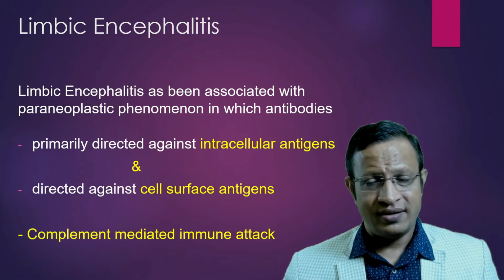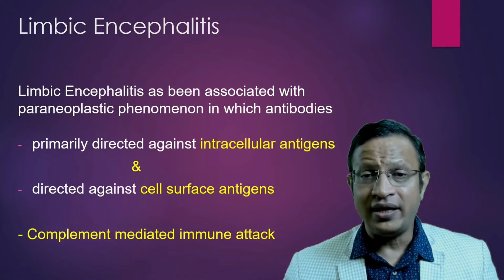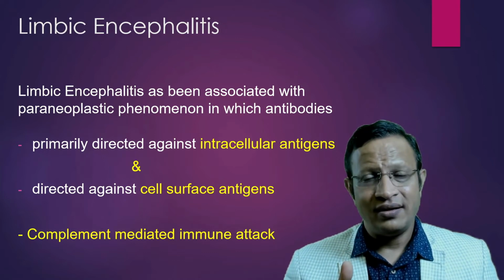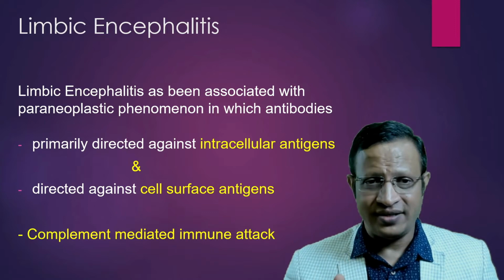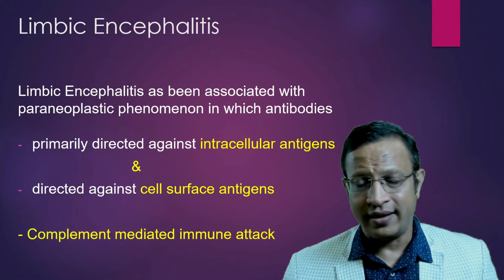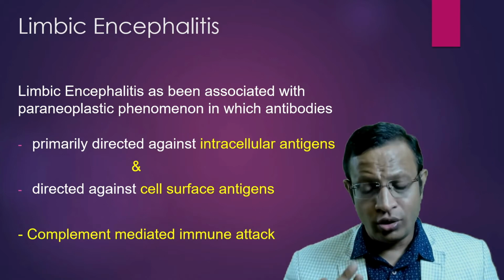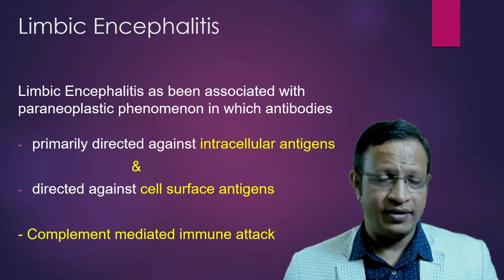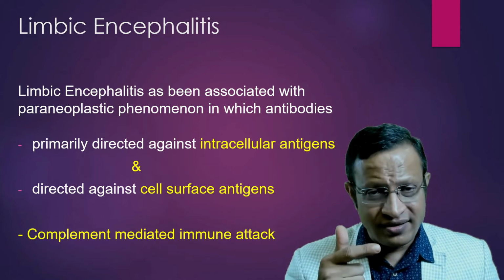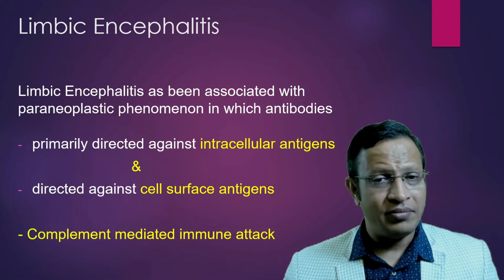Limbic encephalitis has been associated with paraneoplastic phenomena in which antibodies are primarily directed to intracellular antigens of the neuron, or else to antigens which are on the cell surface. Sometimes a complement-mediated immune attack can also occur. That means we are discussing three important types of autoimmune limbic encephalitis. One is towards the intracellular antigens, another is surface antigens, and the third is complement-mediated immune attack.